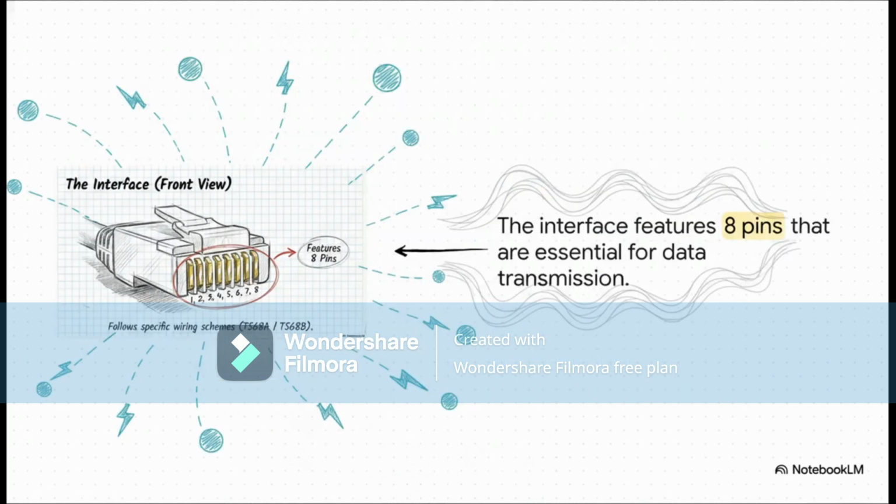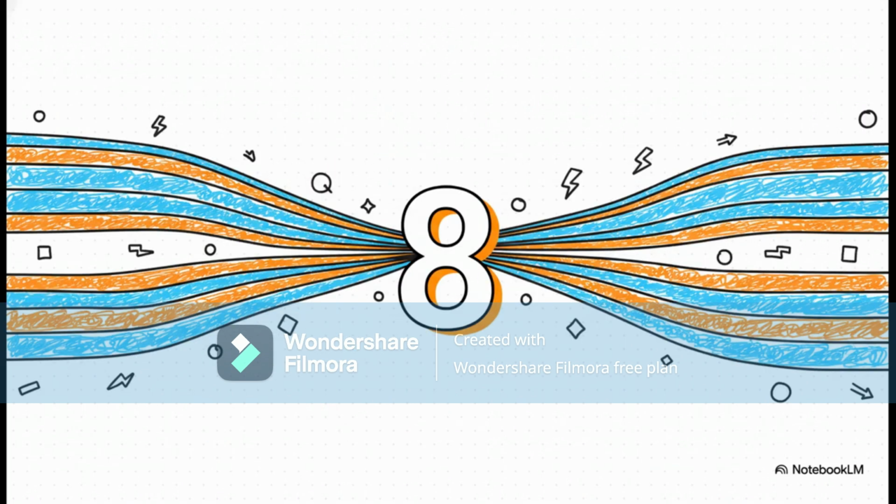Now let's zoom way in on the most important part, the interface. If you look right at the tip of the connector, you'll see 8 tiny little metal pins, usually gold or copper. These little guys are the real heroes here. They do all the heavy lifting, carrying all the data back and forth between your device and the network. Now, if there's one number you need to burn into your brain for your exam, it's this one, 8. There are 8 pins. Think of it like an 8-lane superhighway for data.